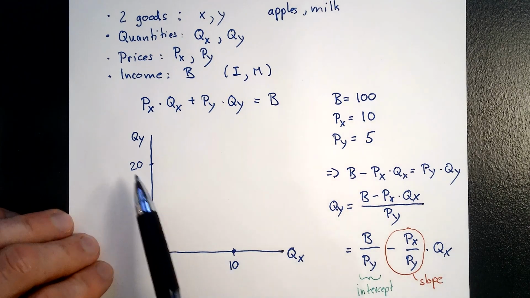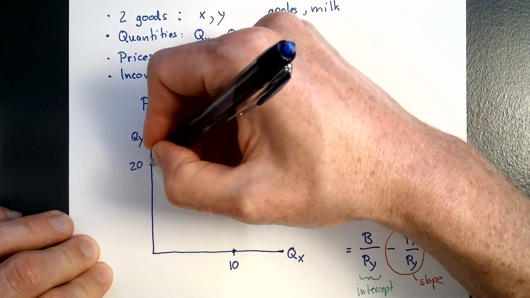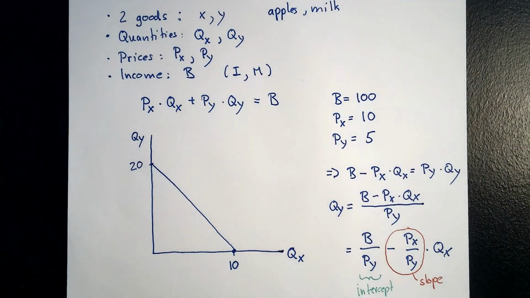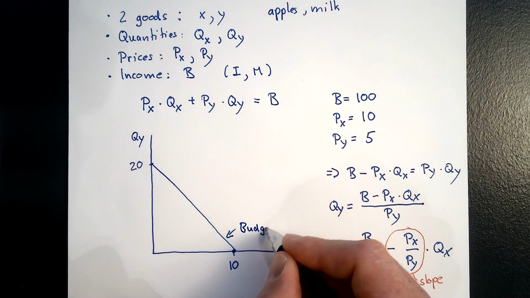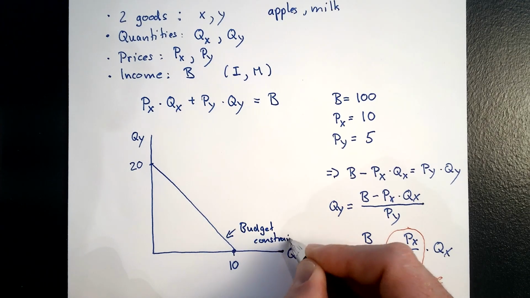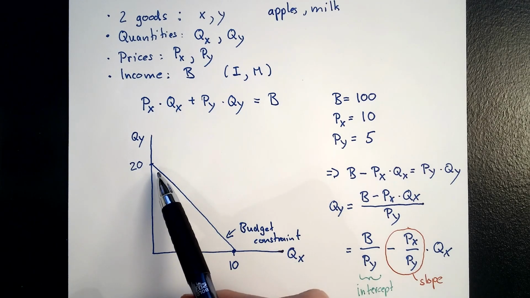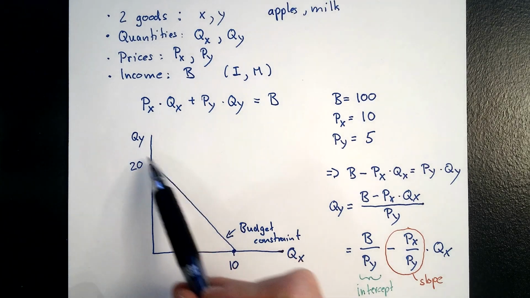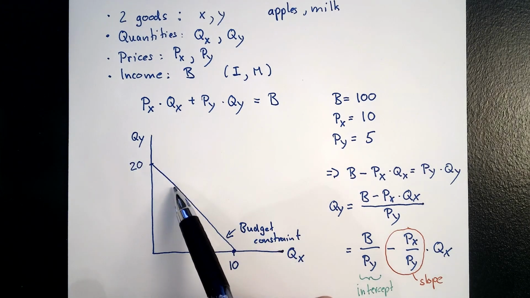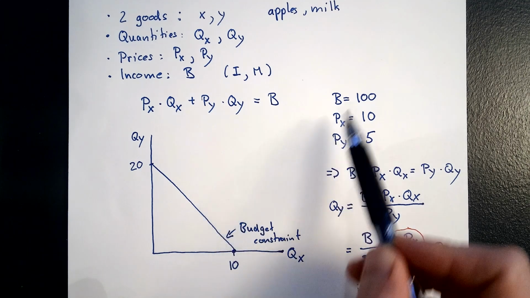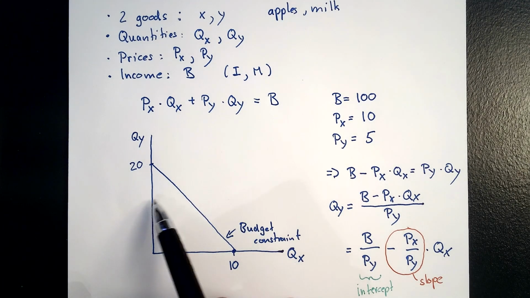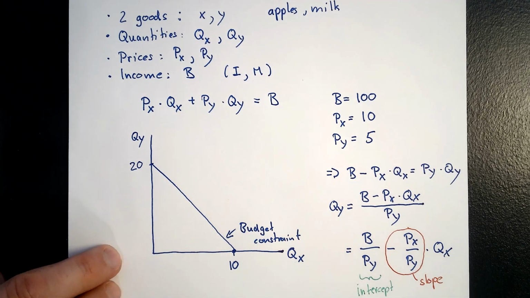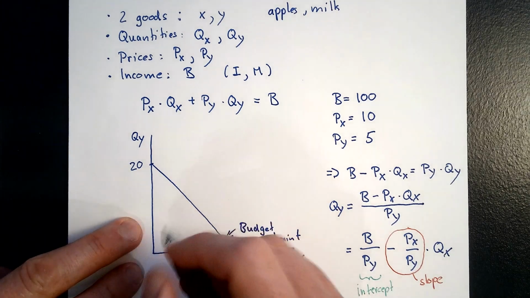So what this means is that between the 20 and the 10, in this case, we have a straight line. This line is your budget constraint. If you are choosing a combination of QY and QX which is exactly on this line, then you are spending exactly $100. If you are choosing a bundle somewhere in the triangle here, then you are spending less than your budget, but you can still afford it. So this is called your budget set.